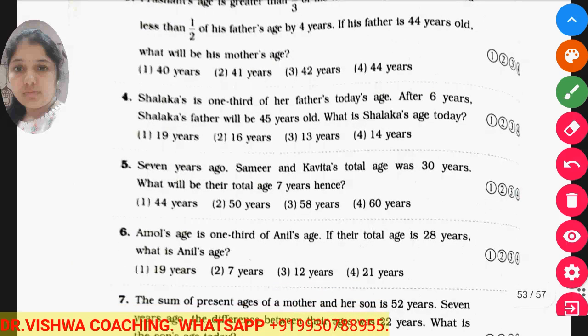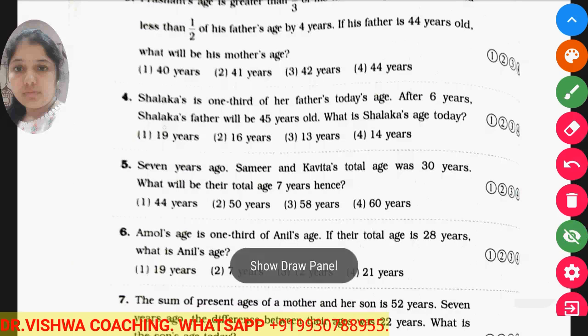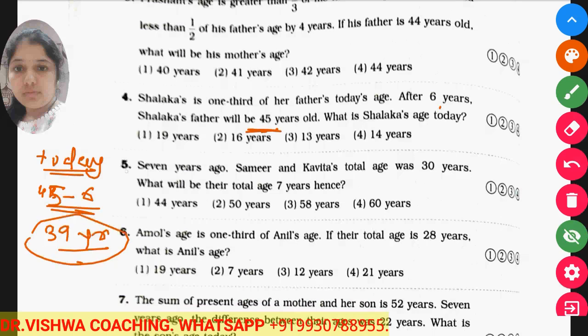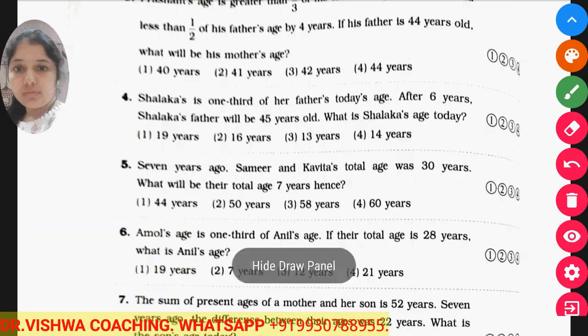Shalaka is one third of her father's today's age. After 6 years, Shalaka's father will be 45 years old. What is the age of Shalaka today? Now see, after 6 years, her father's age will be 45. So today, what is her father's age? 45 minus 6, because this age is after 6 years. So 45 minus 6 is 39, her father's age at present. Now her age is one third of her father's age. So her age is 1 by 3 into 39. So she is 13 years old. 3 13s are 39. Okay, understood?